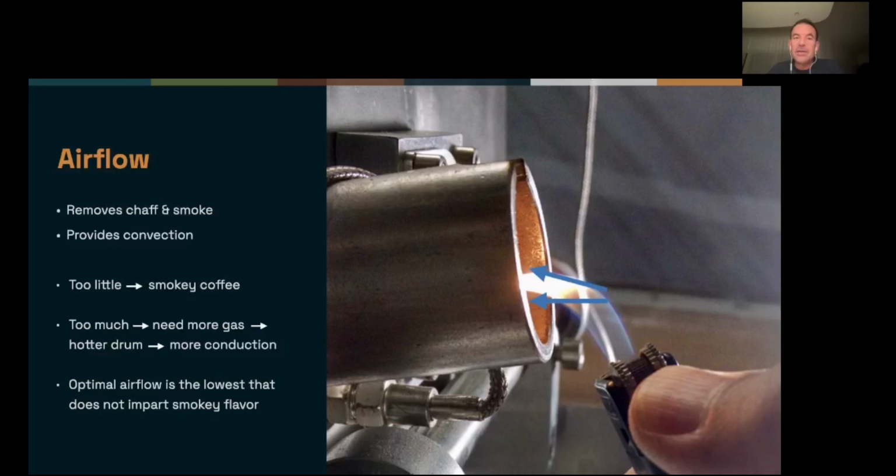Again, really what it comes down to is you should be using the lowest airflow setting that doesn't give you smoky coffee. And it's helpful to find that line. There's going to be some smoke when you open the door, especially if you're roasting anywhere beyond, say, a light third wave type of roast. So don't worry about that too much if there's some smoke. I'm much more worried about smoky flavor in the cup than I am smoke coming out when you open the door.